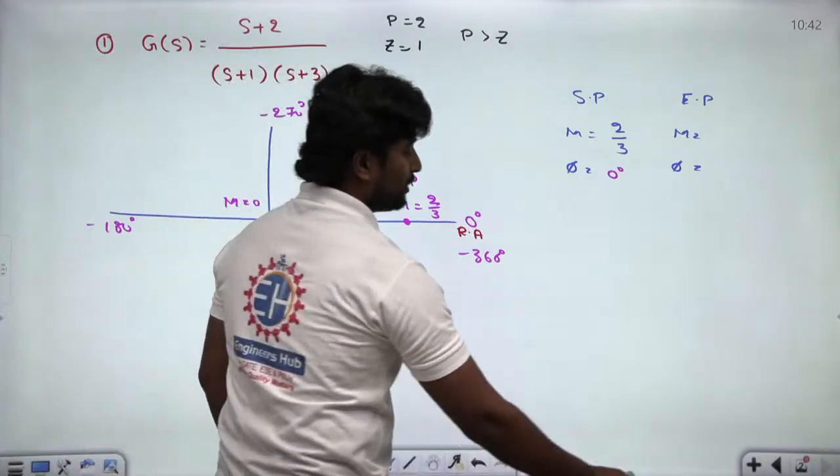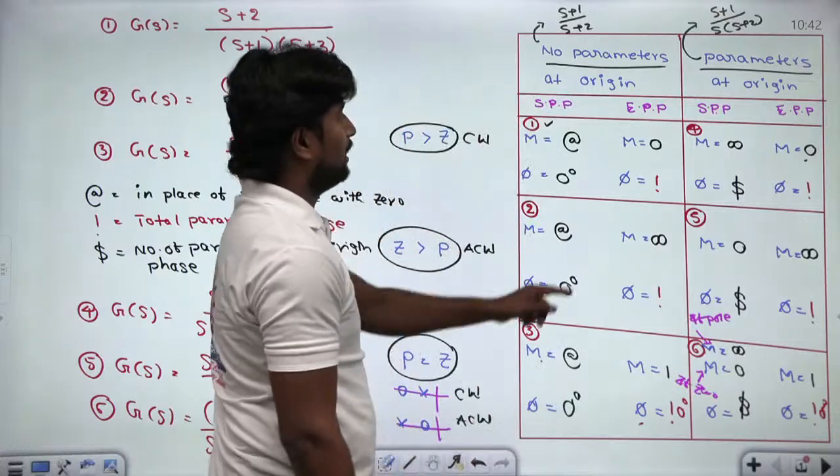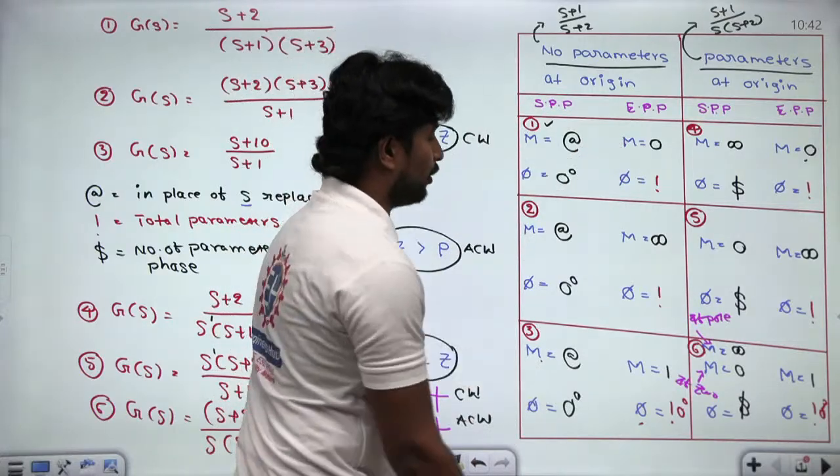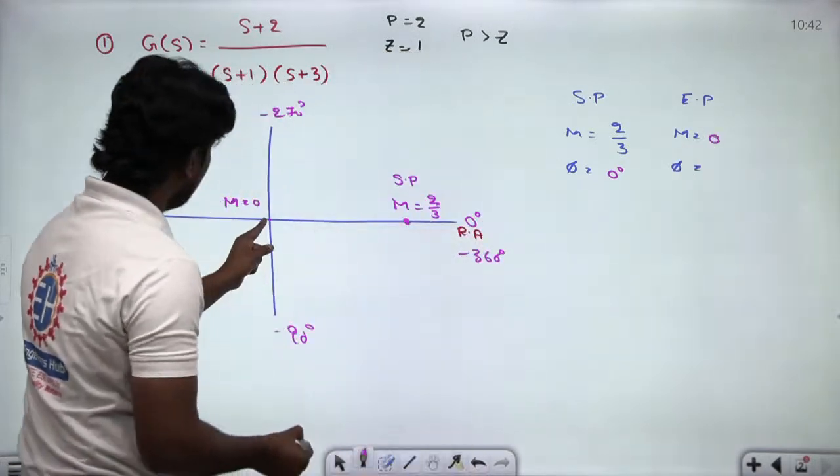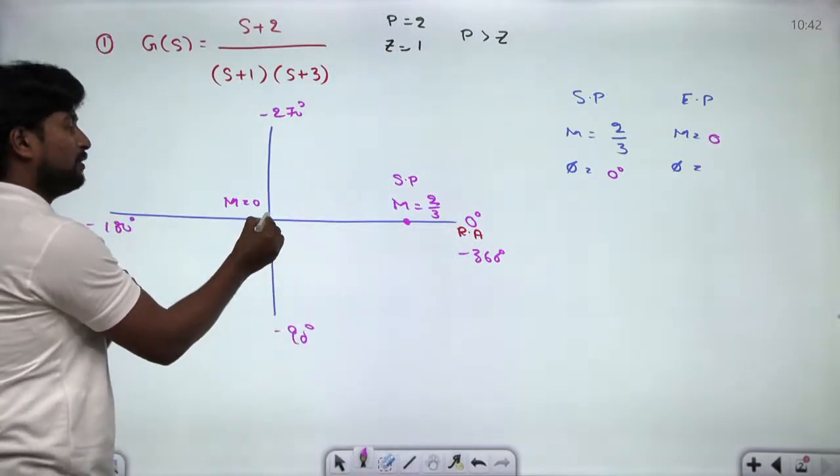What about the ending point? Go with the table. The ending point is always terminating at the origin. Guys, the ending point is always terminating at the origin.